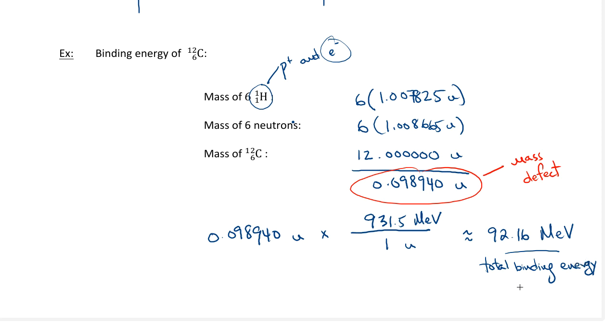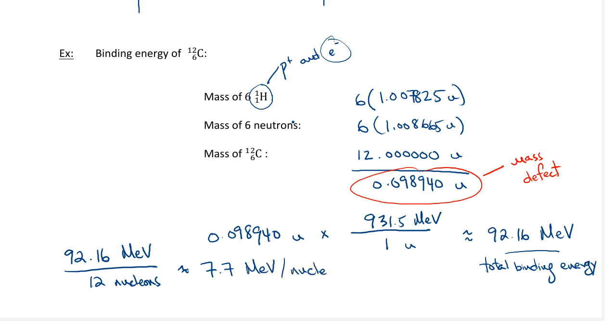Now, this is the total binding energy, but we can also work out the binding energy per nucleon. If we take 92.16 mega electron volts and we divide by the 12 nucleons that we have in that carbon-12 nucleus, we get approximately 7.7 mega electron volts per nucleon. We call that the binding energy per nucleon, and that gives us a measure of stability of the carbon-12 nucleus. The higher this number is, the more energy needs to be put in to separate out a nucleon from the nucleus, the more stable the nucleus is.